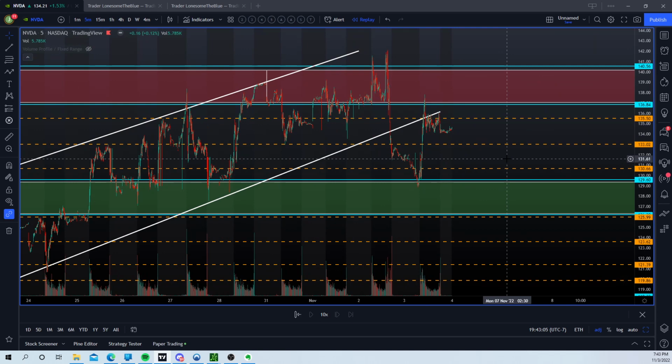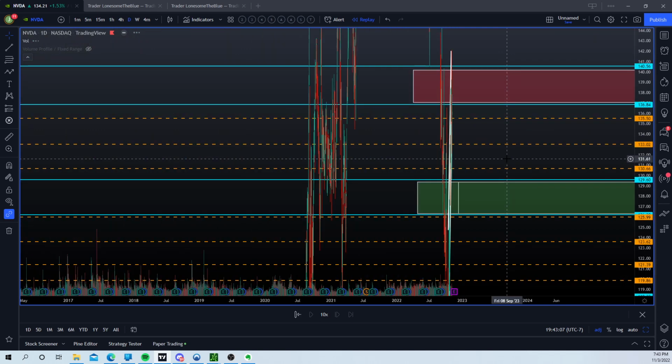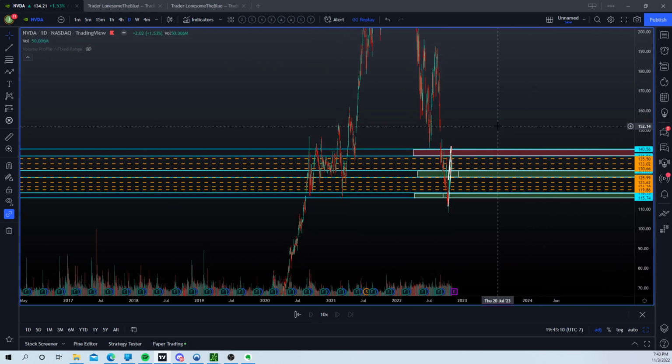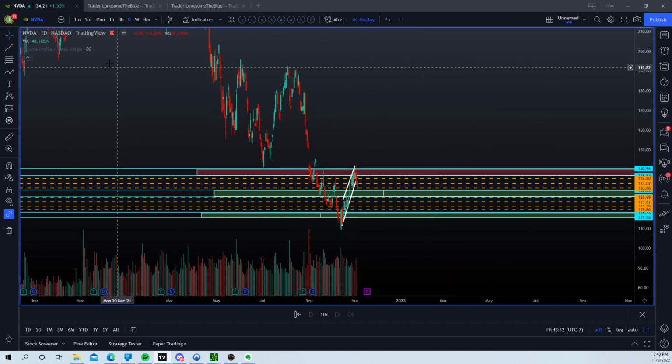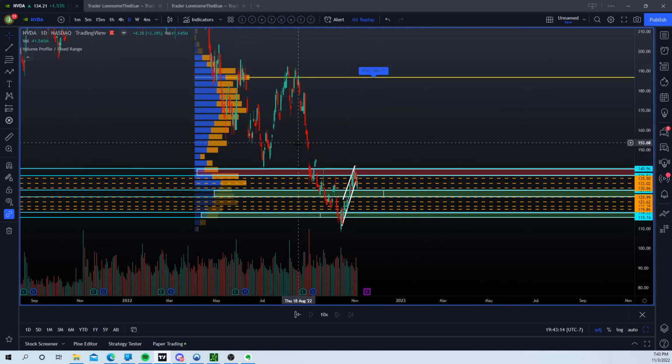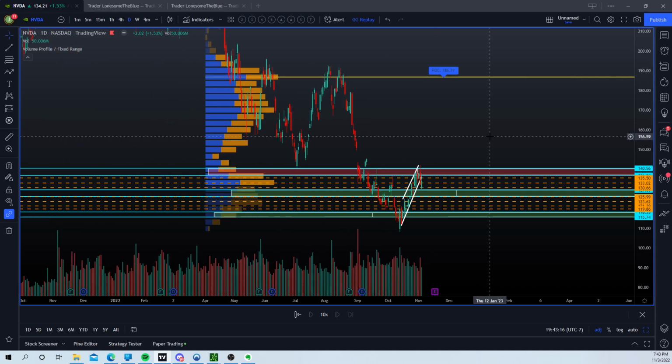Remember, we go to the daily, get your supply and demand levels there. And that's really all I do. Not that crazy. Just remember how we watched the video. And yeah, this is for TradingView. The thing is that this is called the volume profile fixed range.